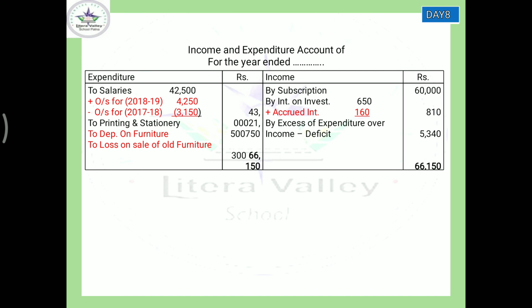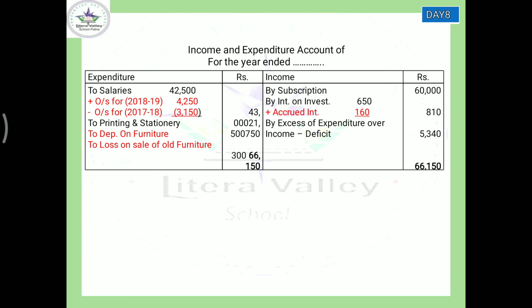Now, loss on sale of old furniture and depreciation. Depreciation on furniture. Furniture was of 15,000, and in the question it is given that no depreciation is required to be charged on furniture sold. So depreciation has actually been calculated on 15,000 at the rate of 10% for 6 months, and it is 750.